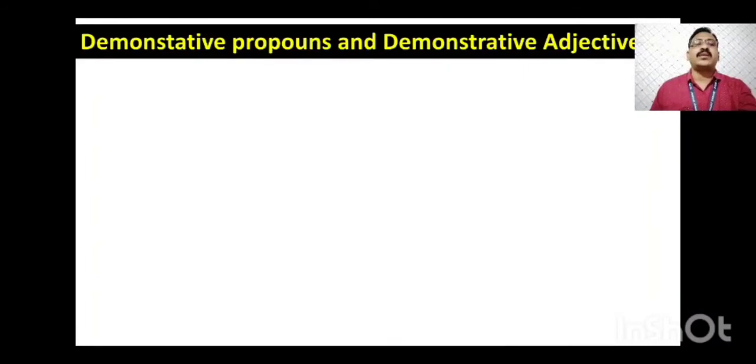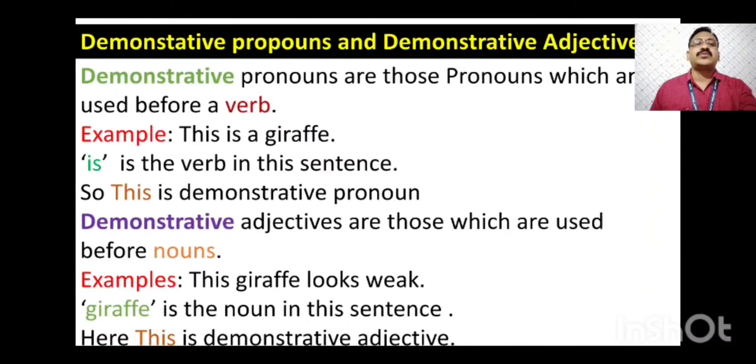Demonstrative pronoun and demonstrative adjective. Demonstrative pronouns are those which are used before a verb. Example, this is a giraffe. Here is is the verb in the sentence. So this is a demonstrative pronoun. When after the demonstrative there is a verb, we say it is a demonstrative pronoun.